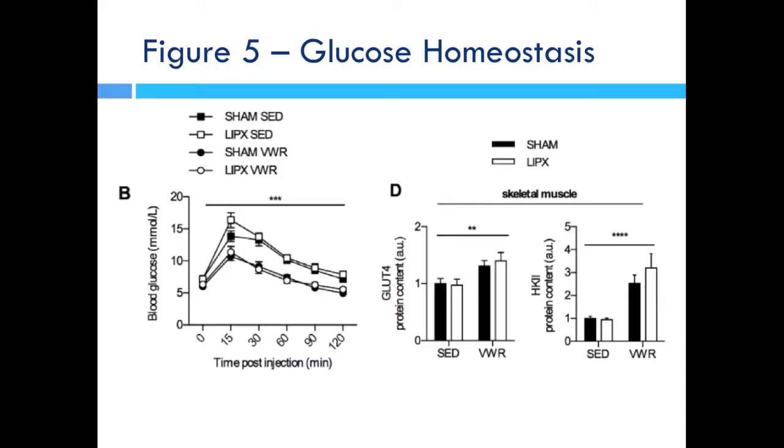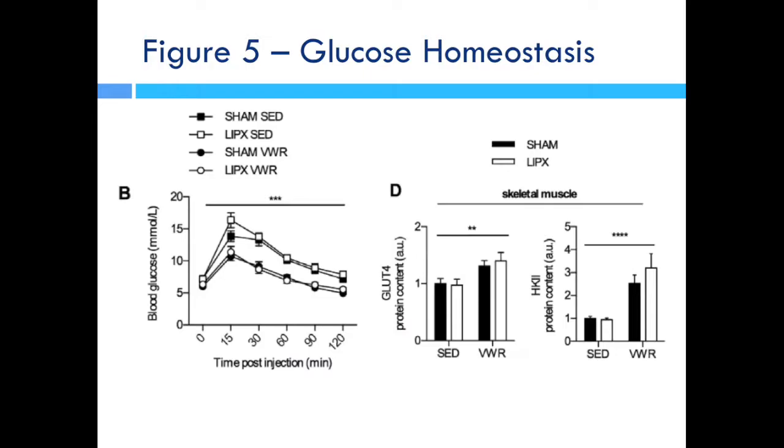We can see at 15 minutes post-injection, the sedentary mice had higher levels of blood glucose than did the mice that had exercised. Although the glucose level decreased, the sedentary mice have continuously increased levels of blood glucose compared to the exercise mice.